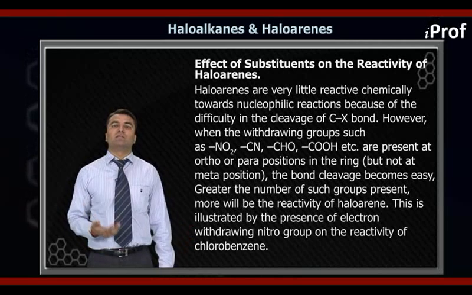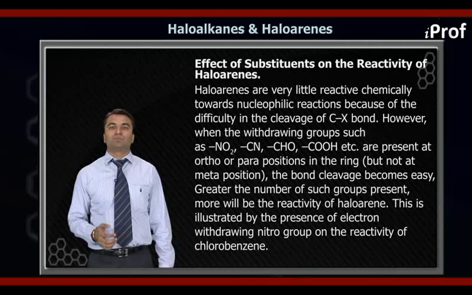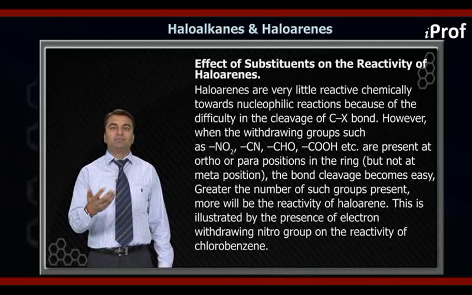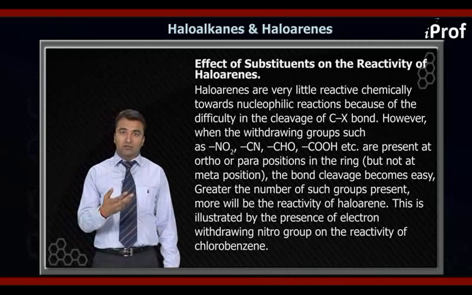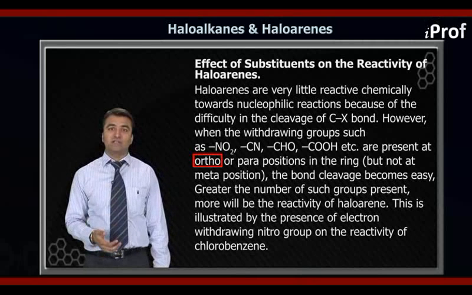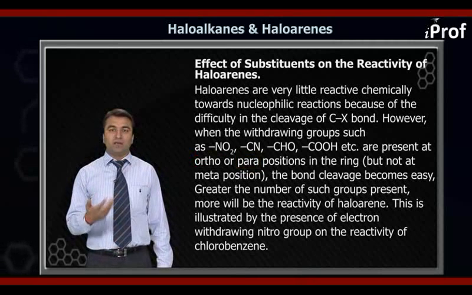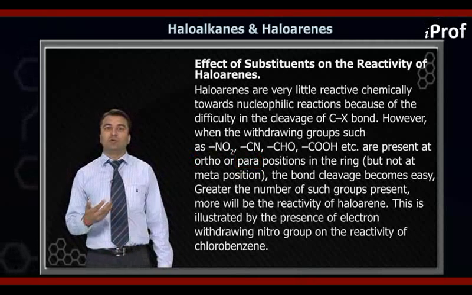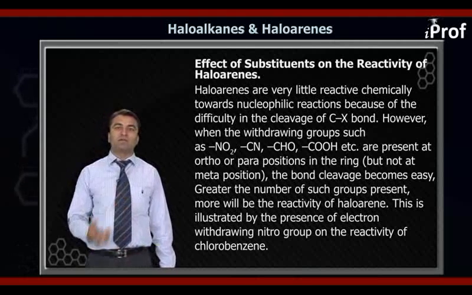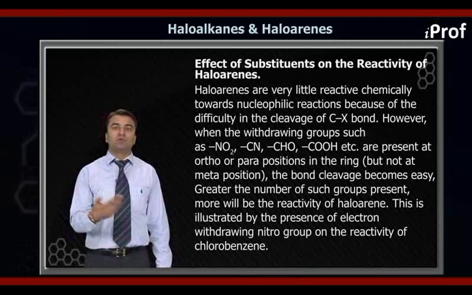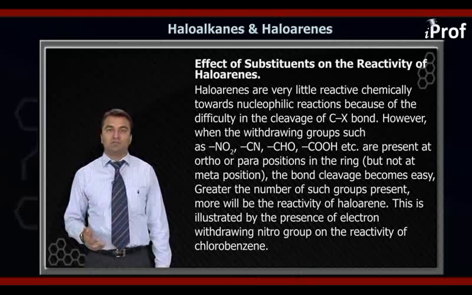For that matter, what we can do is add an electron withdrawing group to the aromatic compound. That electron withdrawing group can be at the ortho position as well as at the para position, but at the para position its effect will be more pronounced. The reason behind it is that at the para position the electron withdrawing capacity is more than at the ortho position, because the para isomer has more resonating structures.